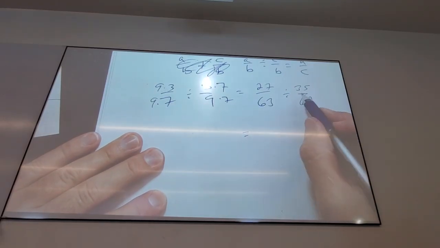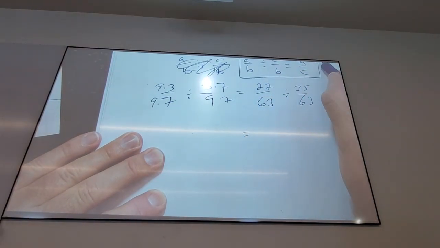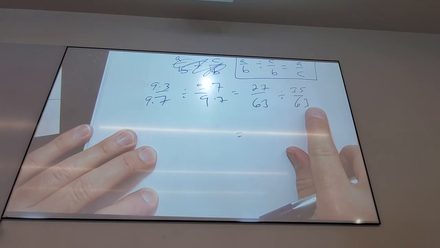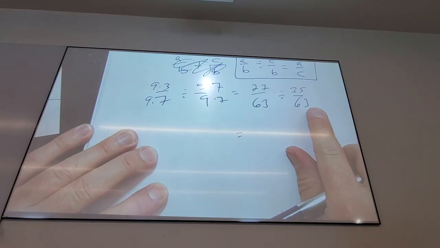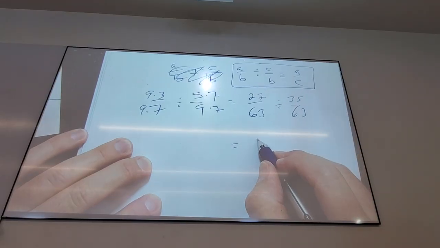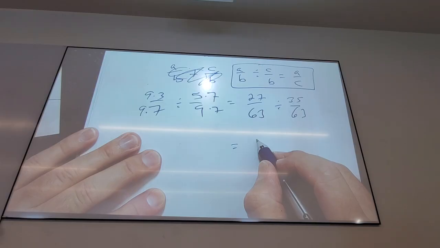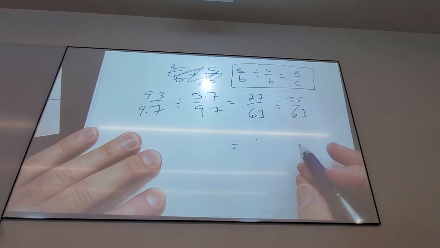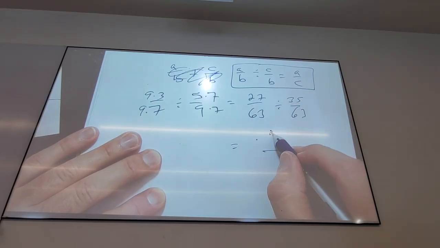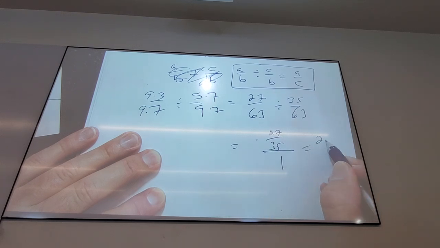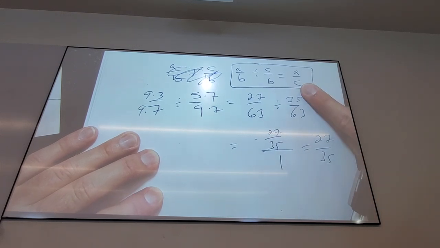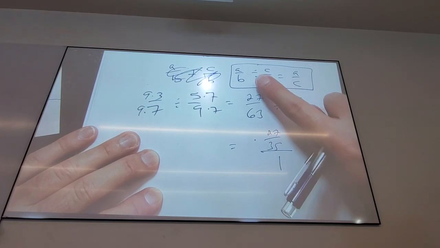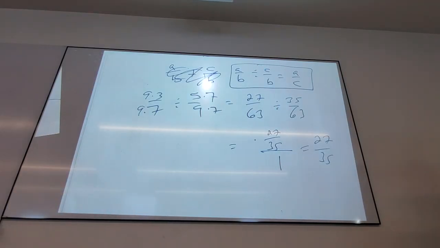So what happens here, can I use this rule? Are the bottoms the same? Yes, so what's the answer then? What's 63 divided by 63? 1. What's 27 divided by 35? I don't know. That's what this says. If the bottoms are the same, the answer is the division of the tops. Yes?